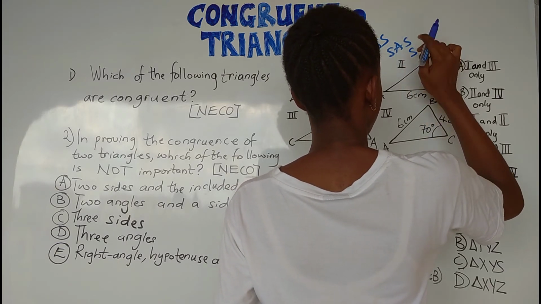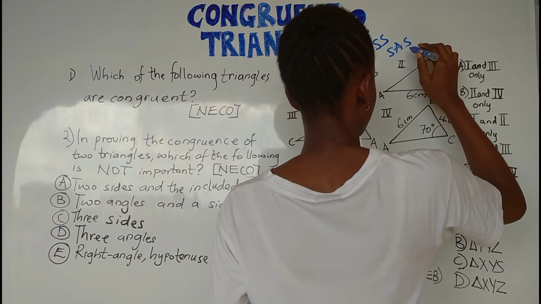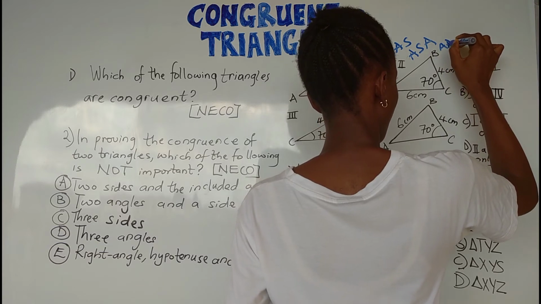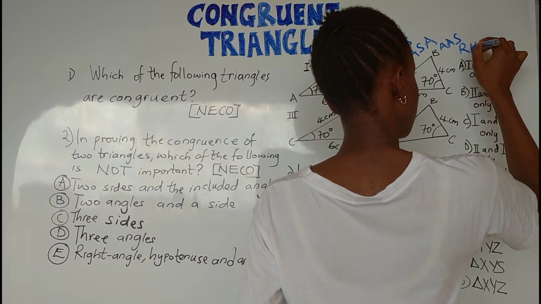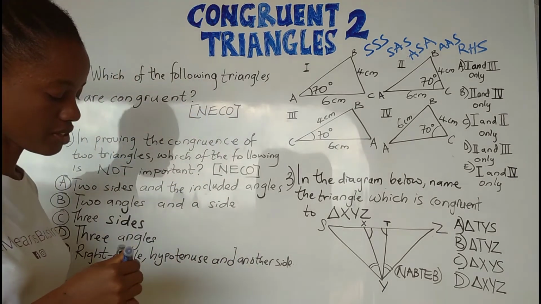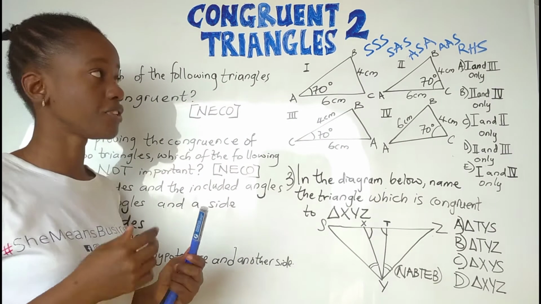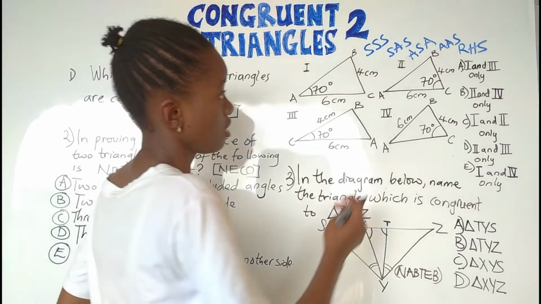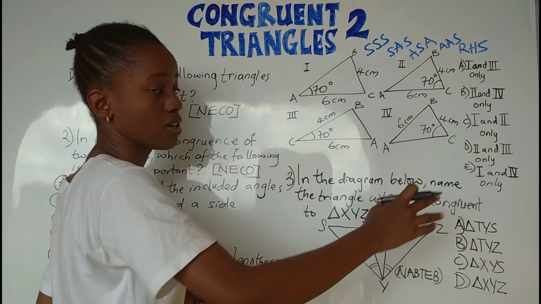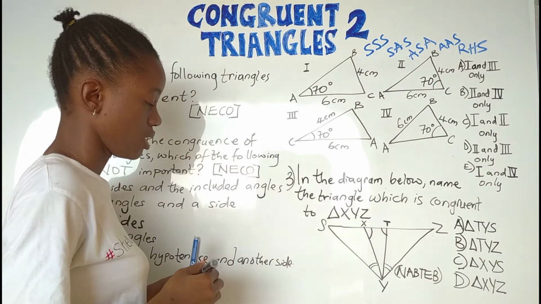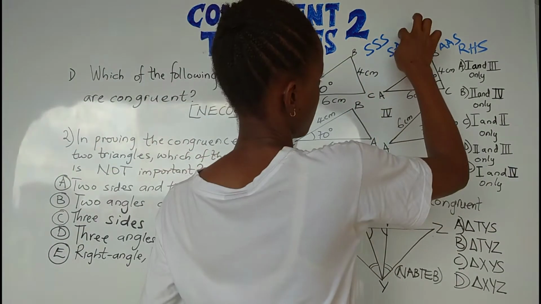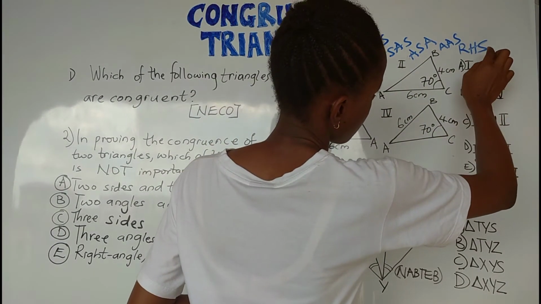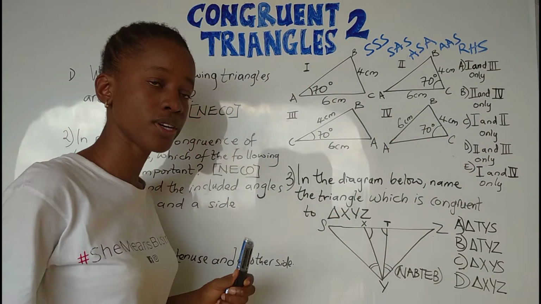And this is what I'm writing out now. So these are the 5 tests. Please watch the first video on congruent triangles so that you can understand. We have 5 tests, and I said it in the other video. They are SSS, side, angle, side, angle, side, and right angle, hypotenuse, and one side.